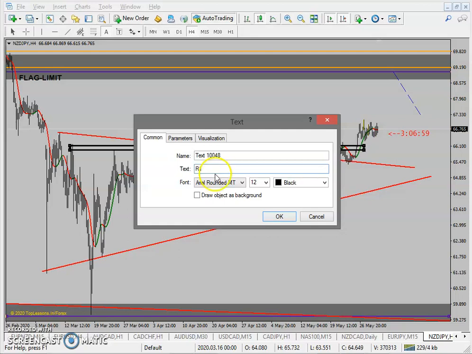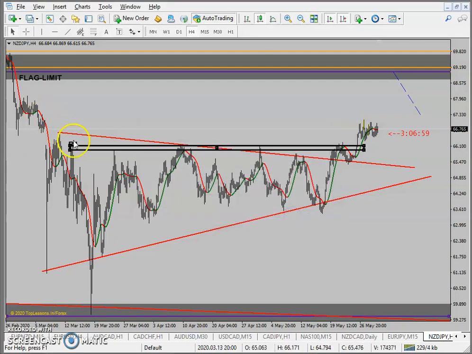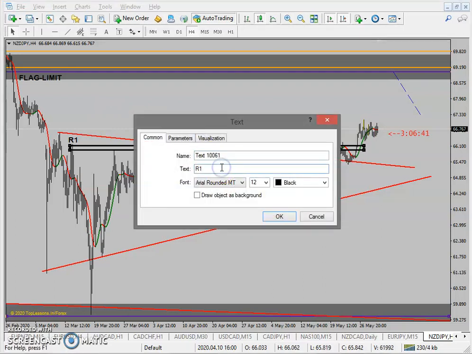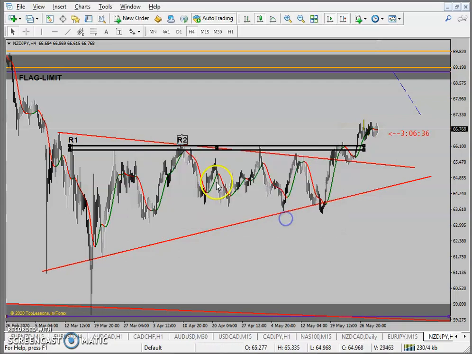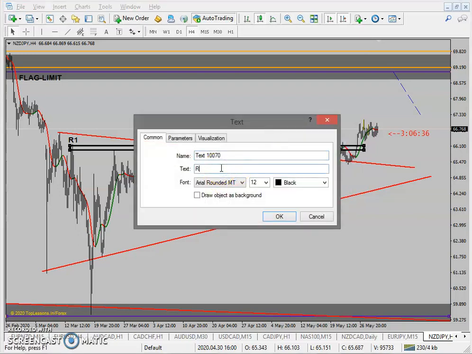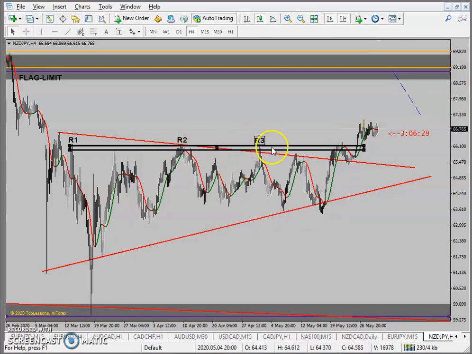So we have R1 over here. Then we have R2 over here. Then R3. Alright, and then we have R4.